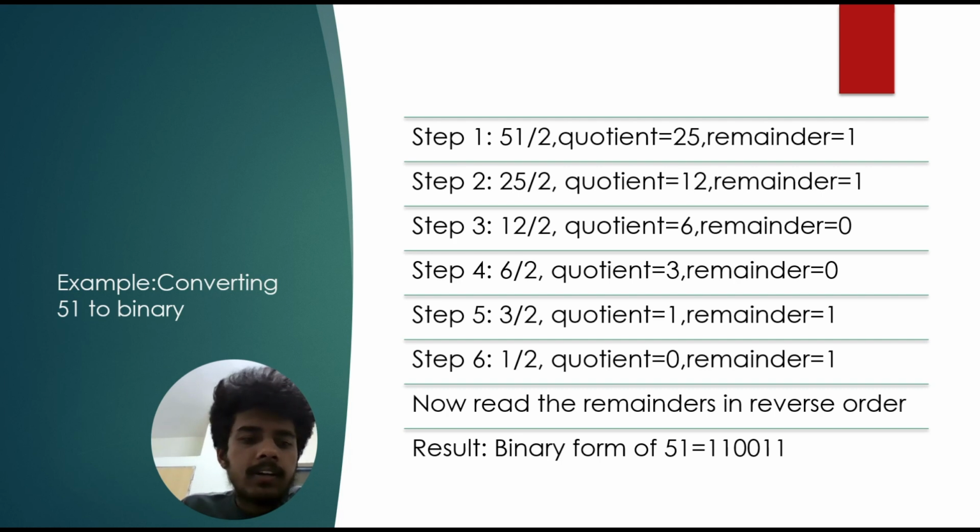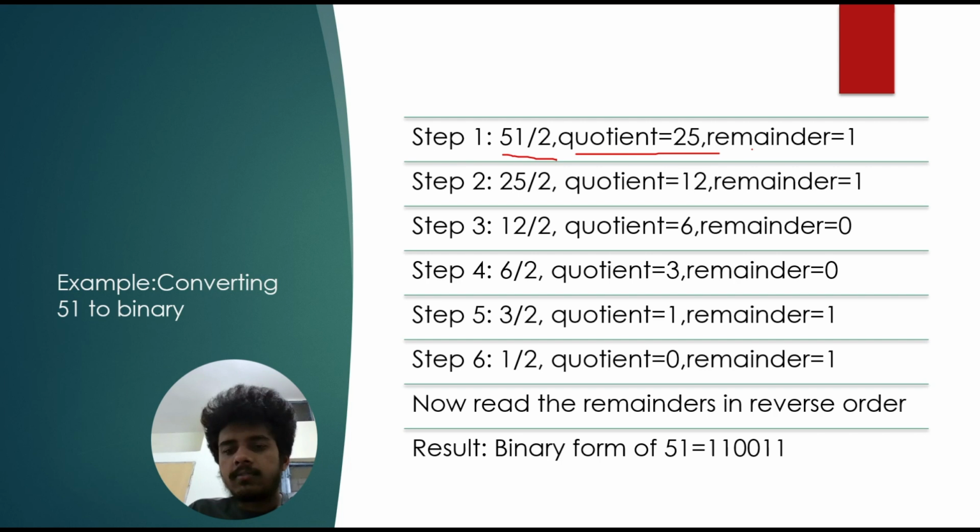I am taking 51 as the decimal number. So step 1 is to divide the decimal number 51 by 2. After dividing 51 by 2, I will get quotient 25 and remainder 1. So divide 25 again by 2, and you will get quotient 12 and remainder 1. You should continue this process until you get quotient 0.